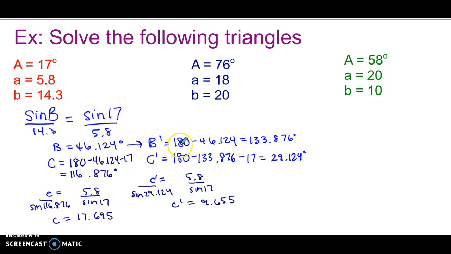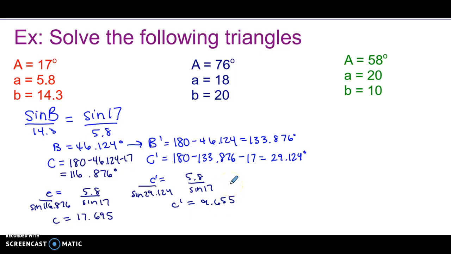So B prime is 133.876 degrees. We found that together. To find C prime, I'm going to do 180 minus both of them, which is B prime and A. And to find side C prime, again using my law of sines but using these values of the second triangle, I got that C prime is 9.655.